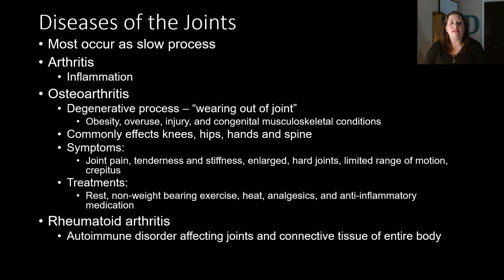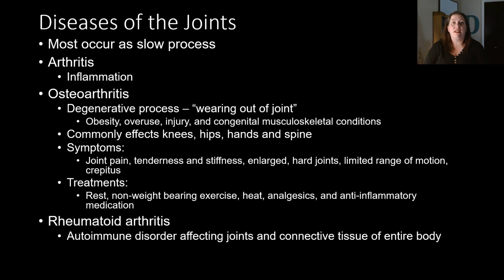So the first one is osteoarthritis. Osteoarthritis is a degenerative process. It's wear and tear that's occurring on the joints. So the joints are kind of wearing out in a sense. Some of the key risk factors that cause a development of osteoarthritis are going to be things like obesity. If you overuse these joints, even when you're young, when you get older, you're going to end up paying for that.